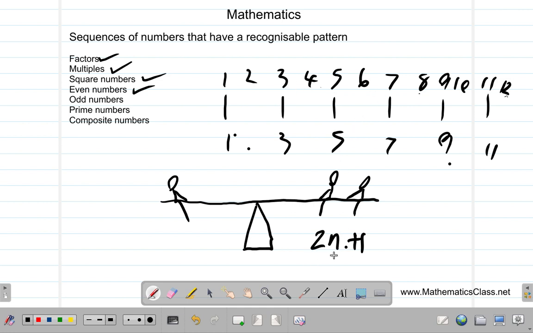So when you multiply 2 by n, you get an even number, but when you add 1 to it, you get an odd number. So that is how we deal with odd numbers. You see?